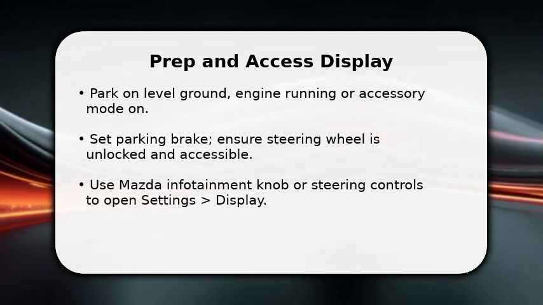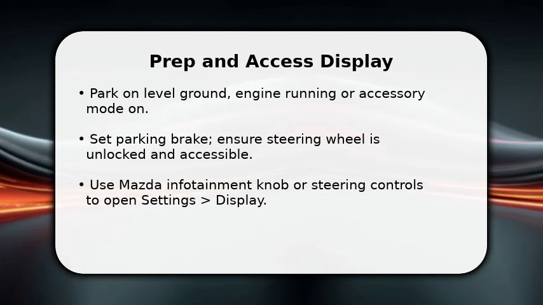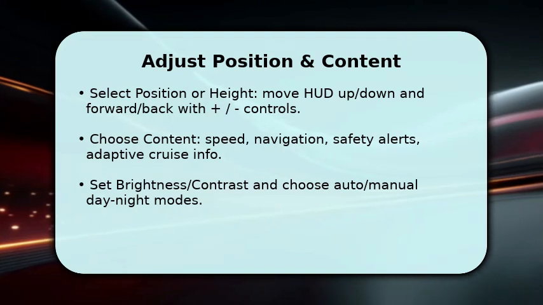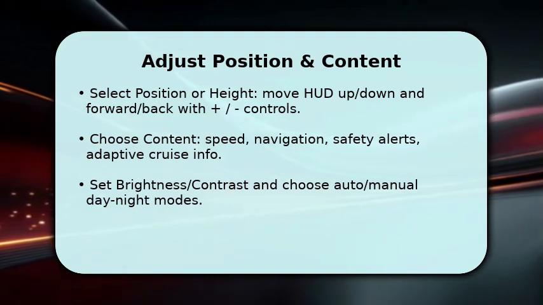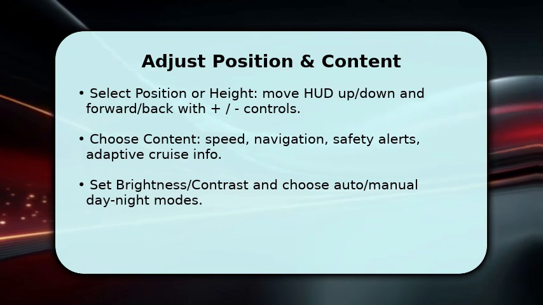Once in the menu, prepare to modify brightness, position, and content options. Once in display settings, go to position or height to physically align the active driving display with your sightline. Use the plus and minus controls until markers sit within your natural view.